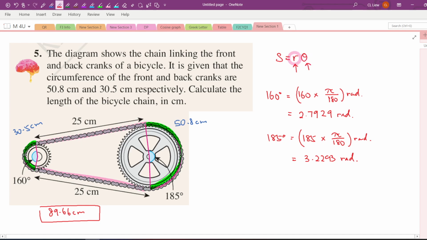So we need to find the radius of this smaller clank and the larger clank. So how do we find the radius? Let me write down the angle first. So 160 is 2.7929 radian. How about this one? 3.2293 radian. Okay.